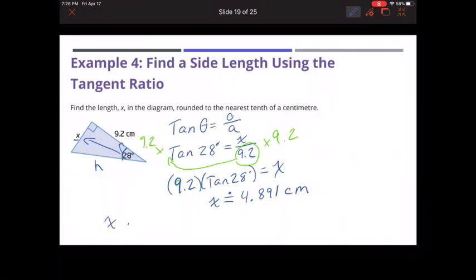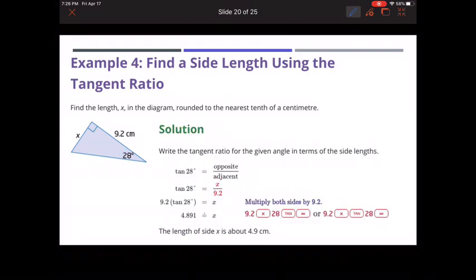So x is about 4.9 centimeters. So these are some of the ways that you might have to put it into your calculator.